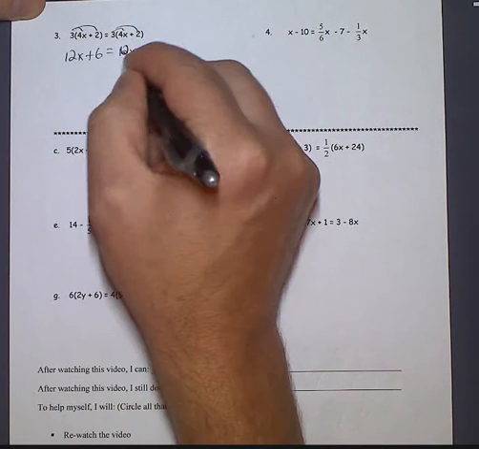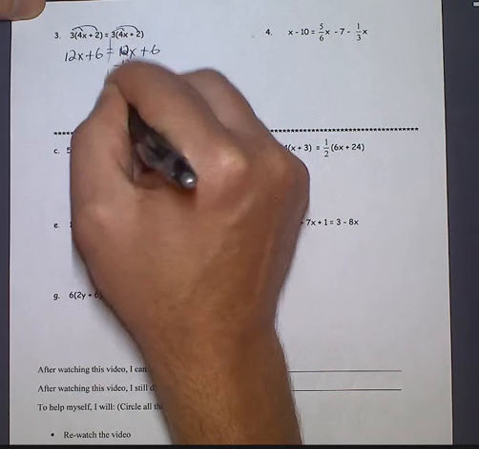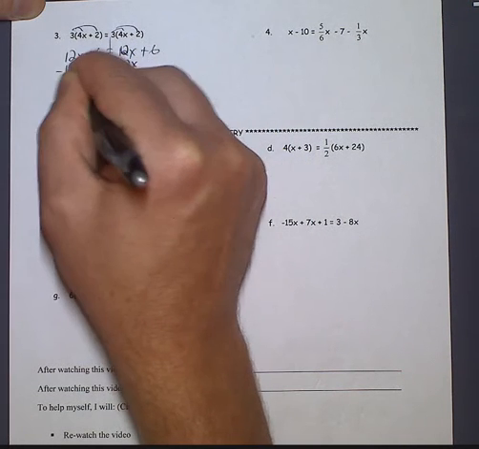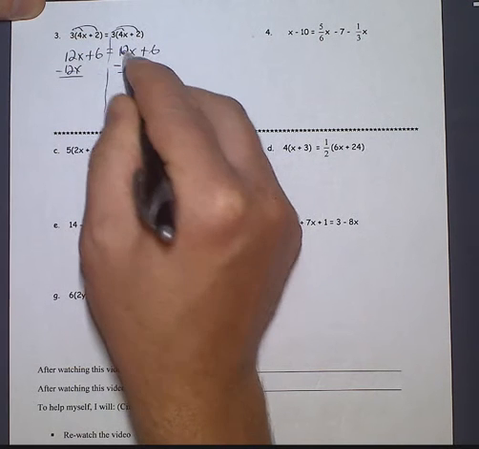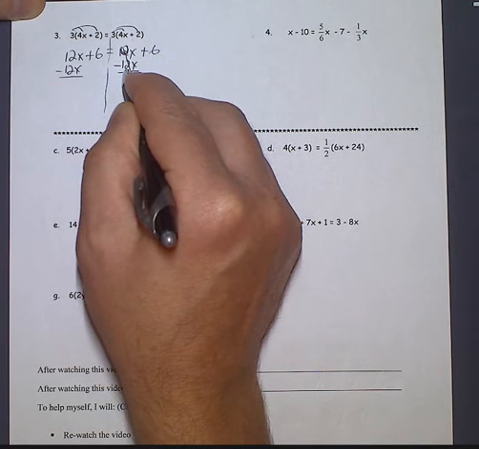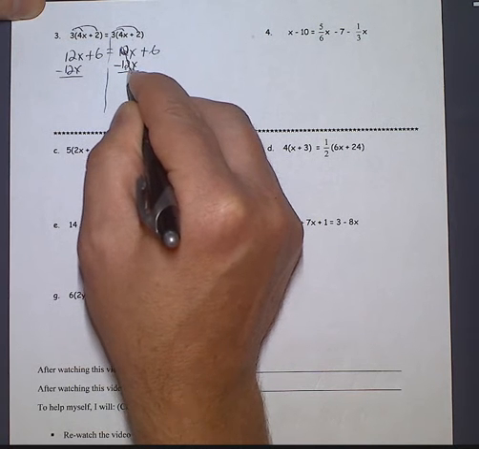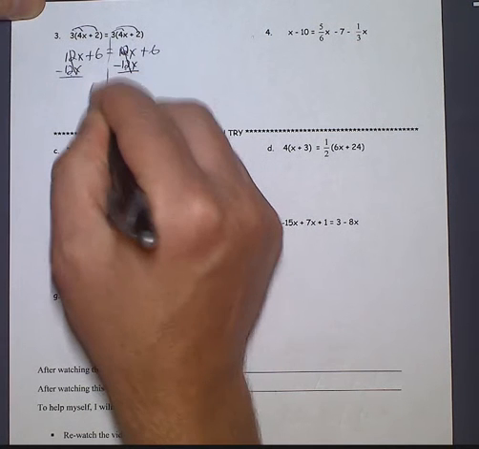So I'll subtract 12x. Remember our wall, we got to do whatever we do on one side, we have to do on the other side. I'm going to move this over to here. This cancels over here. 12x minus 12x, 0. 12x minus 12x over here, it cancels. So I'm left with 6 equals 6.